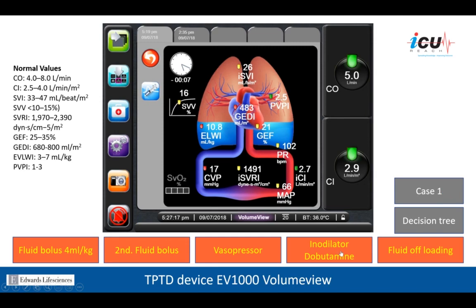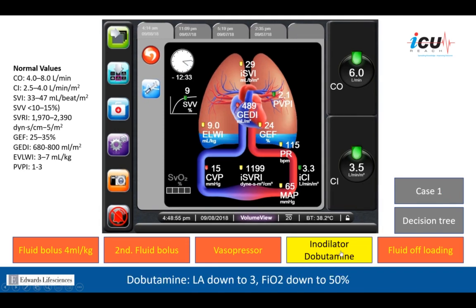If you give this patient dobutamine, what happens? Well, the global ejection fraction is increased to 24%. We increased the cardiac index. The mean arterial pressure did not change much. You would expect with the dobutamine that the SVR is going to go down, and it did. You can see the SVRI is decreased.